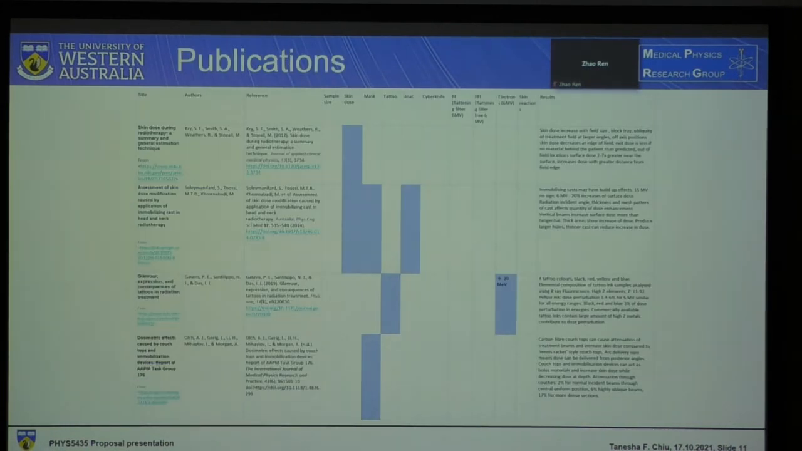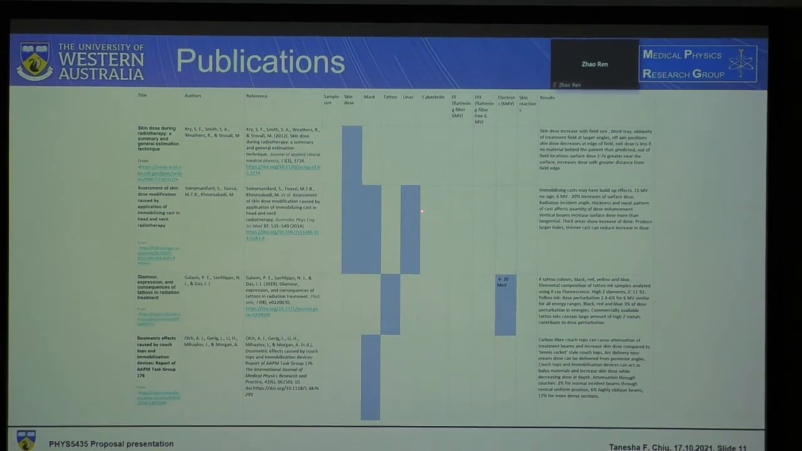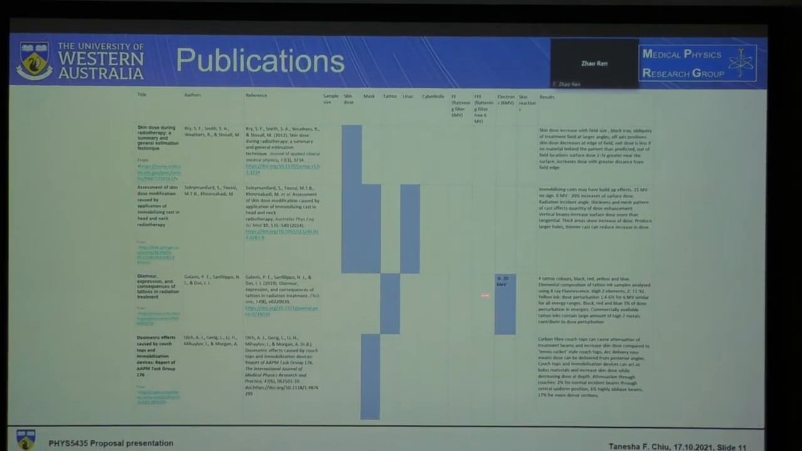So here's an overview of the publications I'll be mentioning today. This first publication is a general overview on skin dose. This publication mentions immobilization masks. This one is the very specific publication on tattoos and electron beams. This last publication mentions couch tops.